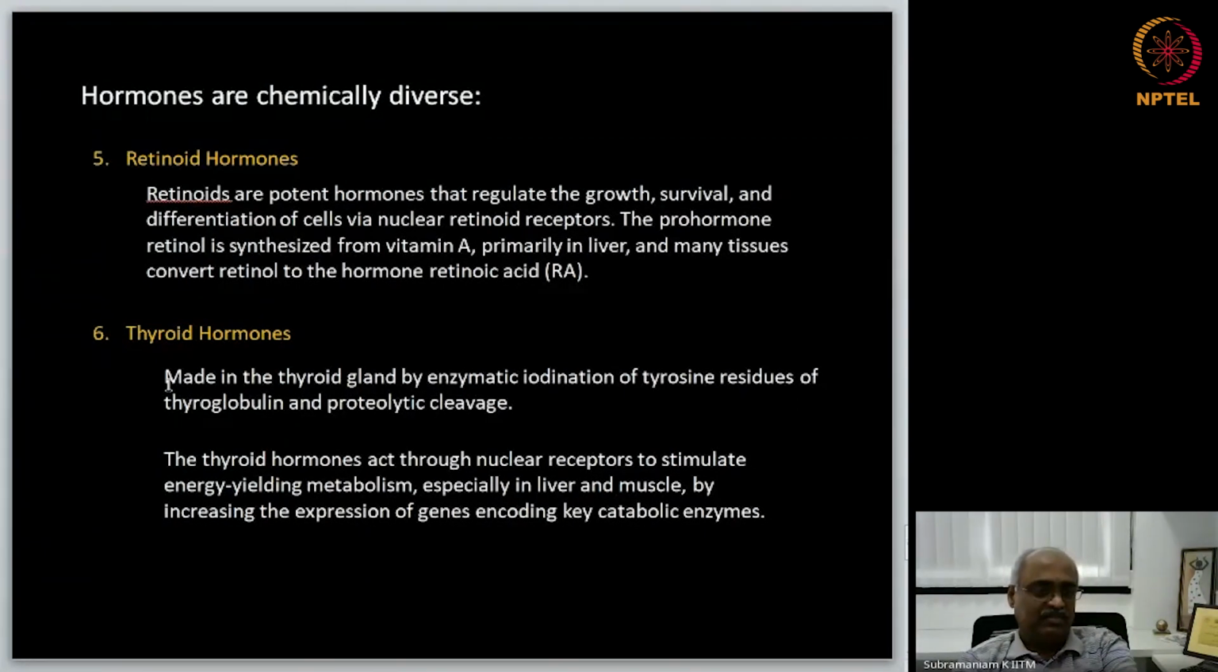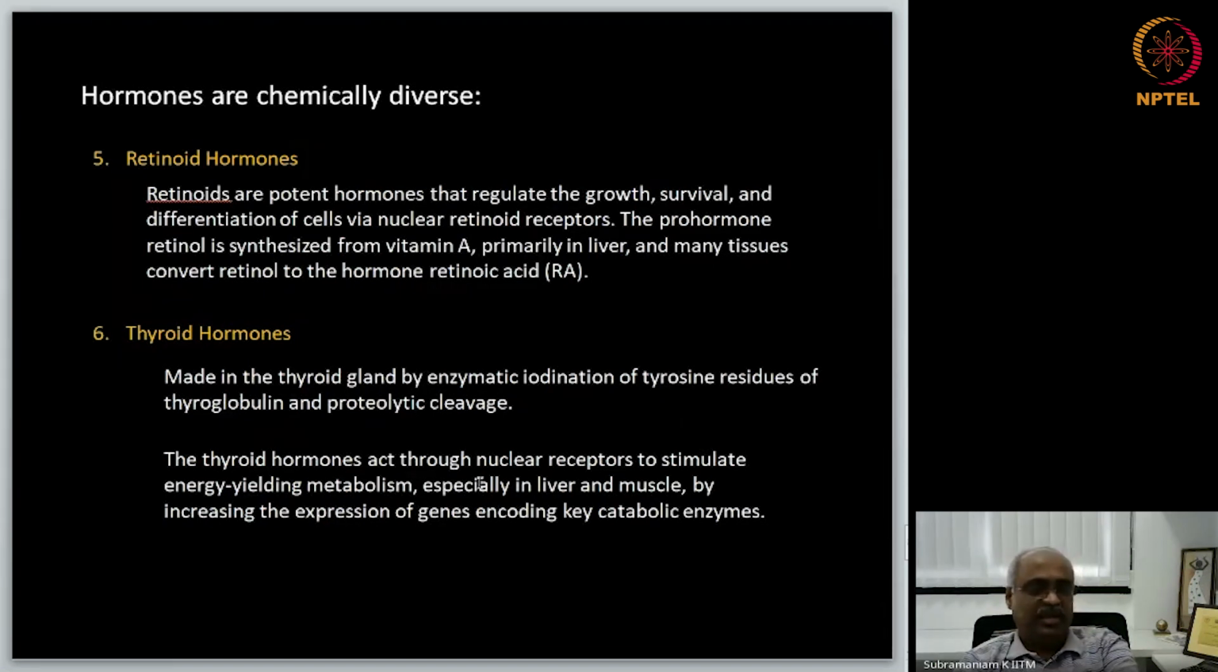And the last class that we are going to learn about are thyroid hormones. These are produced by the thyroid glands by iodinating tyrosine residues. Triiodothyronine is one of the active versions. And where do these tyrosine moieties come from? They come from thyroglobulins produced by the thyroid gland. And thyroglobulin is hydrolyzed by proteolytic cleavage to produce the iodinated tyrosines.